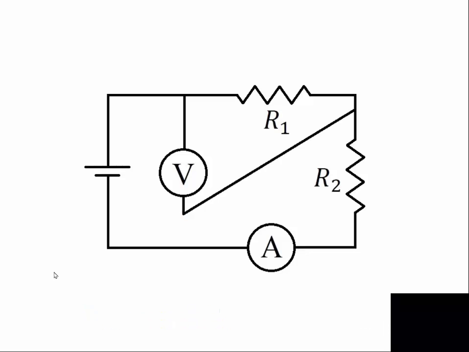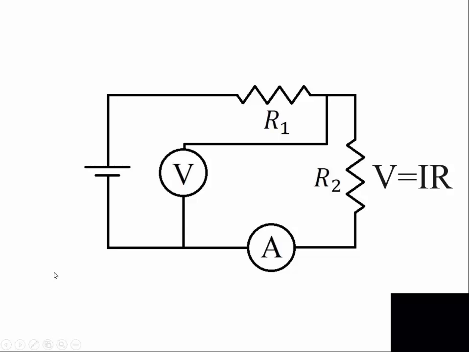You can also use Ohm's law individually for each of the resistors by itself. Here the voltmeter is set up to measure the voltage drop across just resistor 1, and Ohm's law will work for this. In other words, the current through resistor 1 times the resistance of resistor 1 will be the voltage drop across it. And likewise, here it's set up to measure just the voltage drop across resistor 2, and Ohm's law will work for that as well. And what you'll find out in this kind of a system is that the voltage drop across the two resistors, V1 plus V2, will be the total voltage of the voltage source.